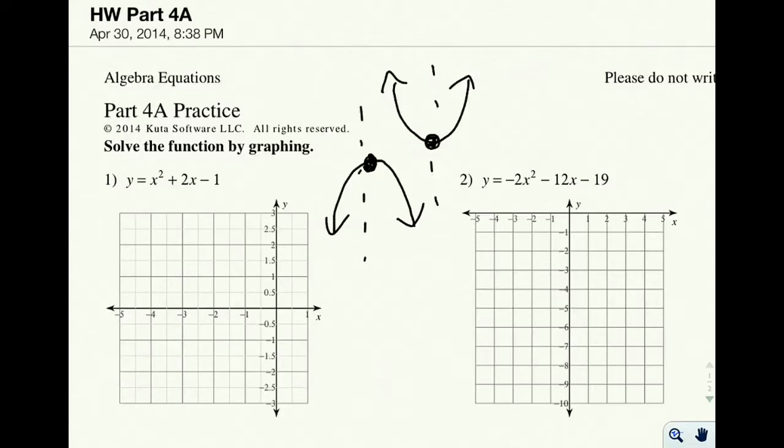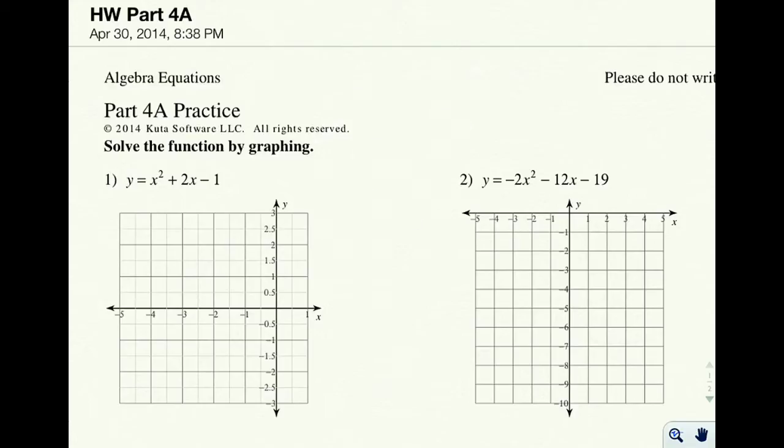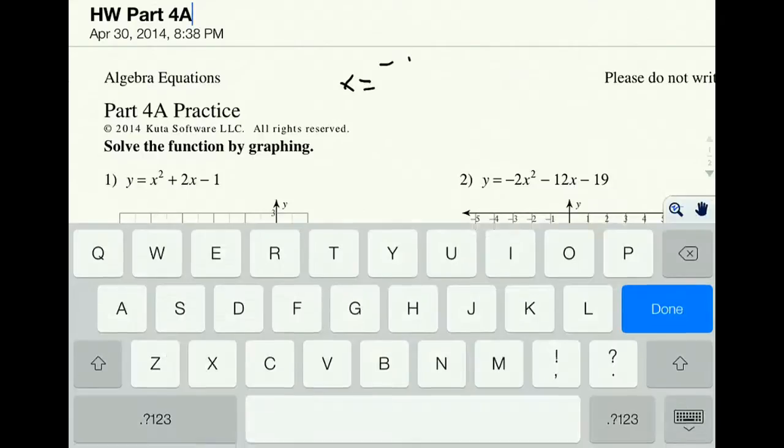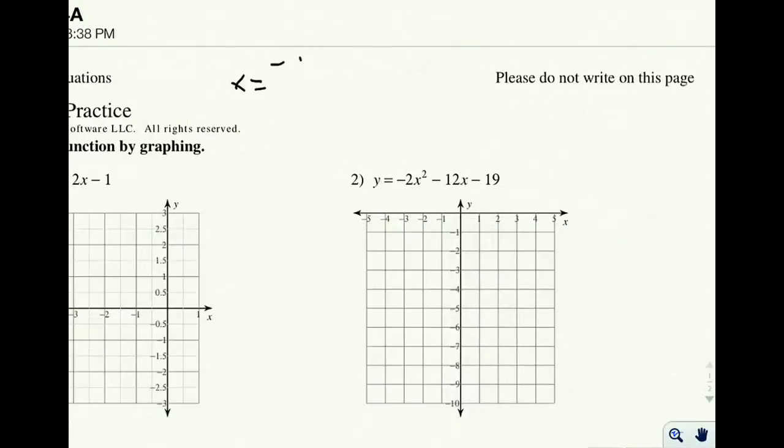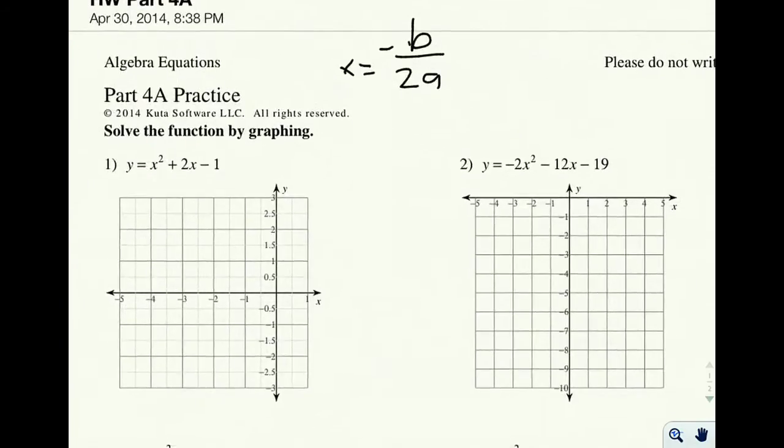So the key to finding that point is to use a simple formula that says x equals negative b over 2a. And what that's going to do is tell you the x coordinate of the vertex. To get the y, you have to plug it back into your original function. So let's go ahead and try that.